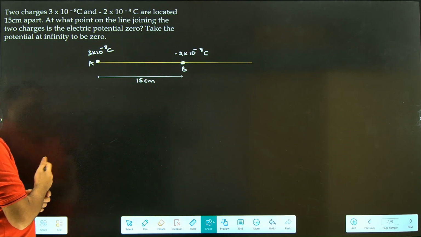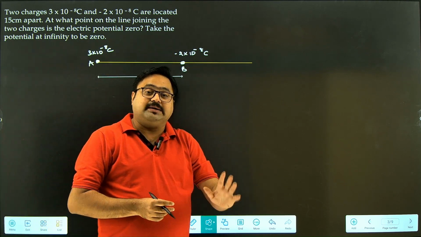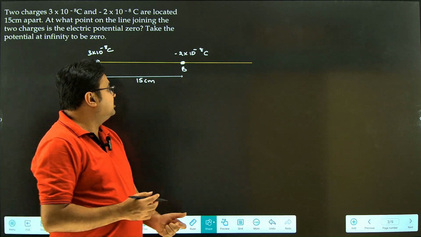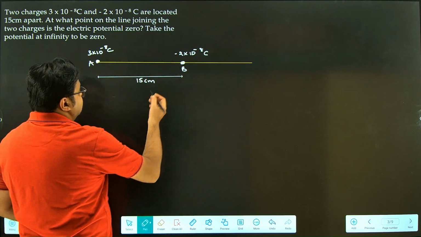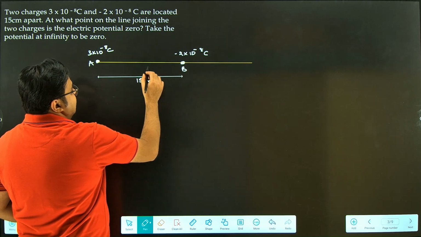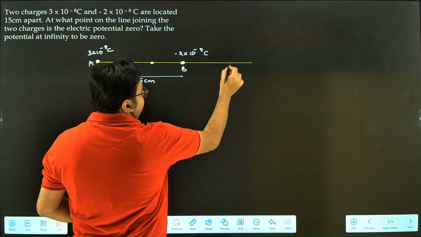Is the electric potential zero? So you need to find on this line at what point or points the electric potential is zero due to both of these charges. So how do you solve that question? Very simple. Watch. Let's say that this is one point and this is another point.